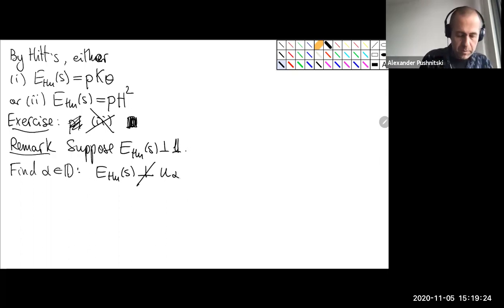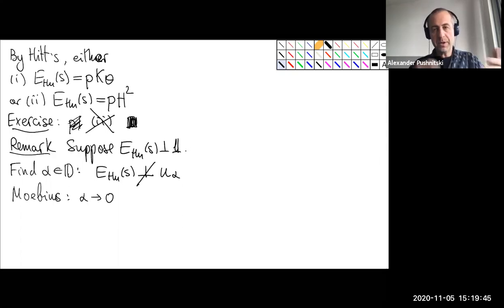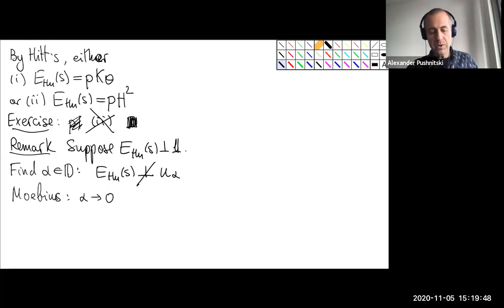And then you make a Möbius transformation sending alpha to 0. And then you repeat the arguments of the first part of the proof. So then you will see that after this Möbius transformation, your Hankel operator will transform to another Hankel operator whose Schmidt subspace will not be orthogonal to 1, and then you repeat the same arguments. So that's the idea. So again, in the notes, I wrote out some details, but here I will not do this.